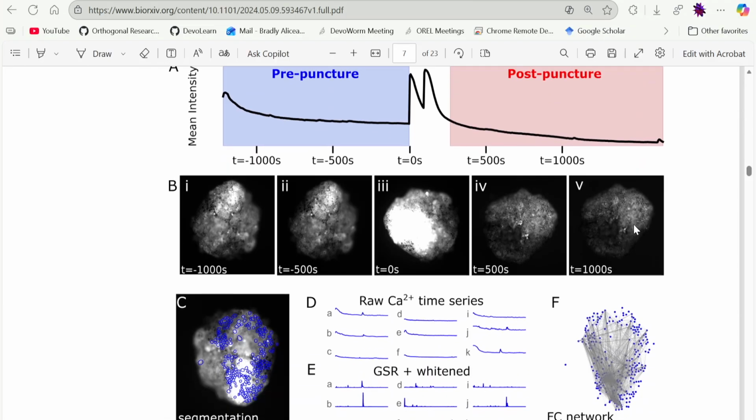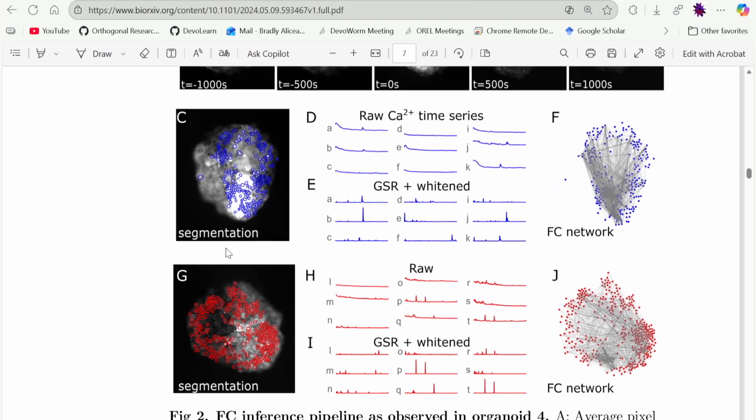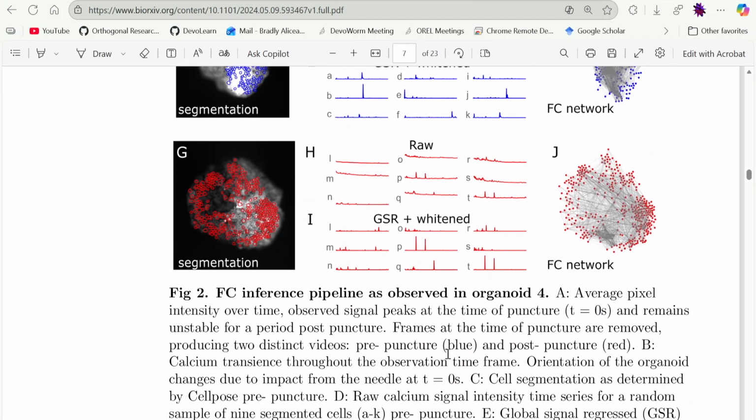So if you take it out of the embryo context, you mean? Yeah, it might develop into a xenopus egg after a bit, maybe. And then they're just showing here where they're segmenting the tissue, segmenting the cells, and then building a network out of them.